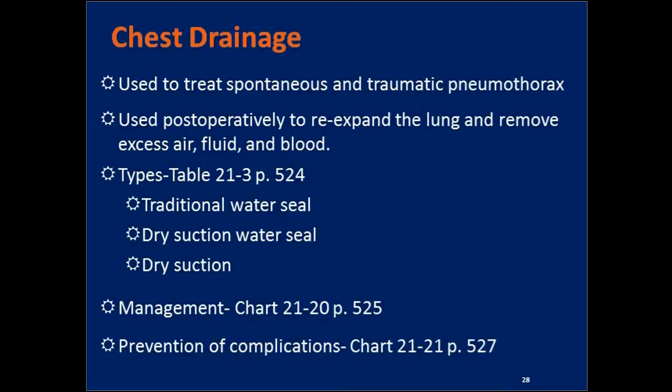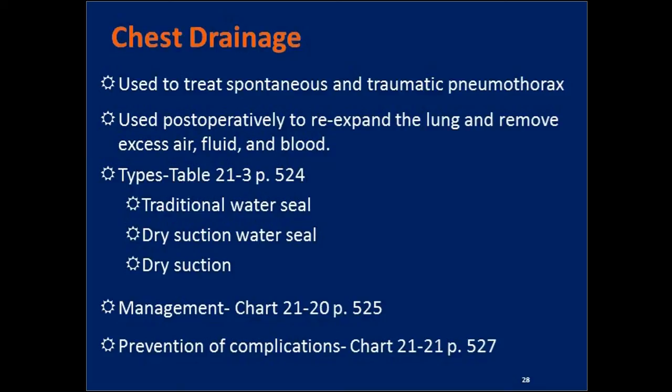If it's a dry suction system, then there will be some sort of suction dial or setting that you set to 20 centimeters of suction. And then when you hook suction to it, it automatically pulls at 20 centimeters of suction. That's the appropriate amount of suction that's not harmful to the thoracic cavity.